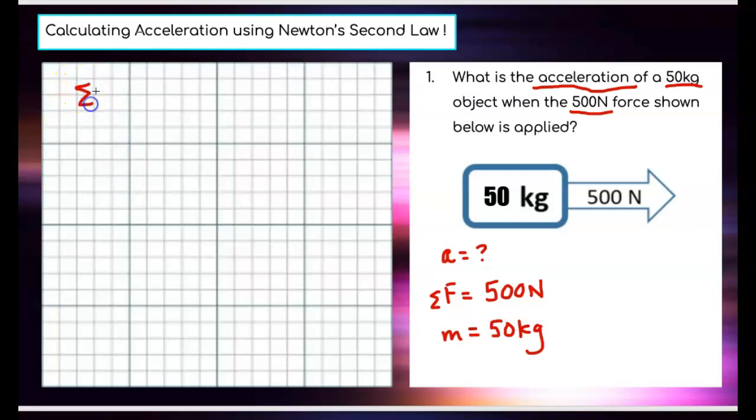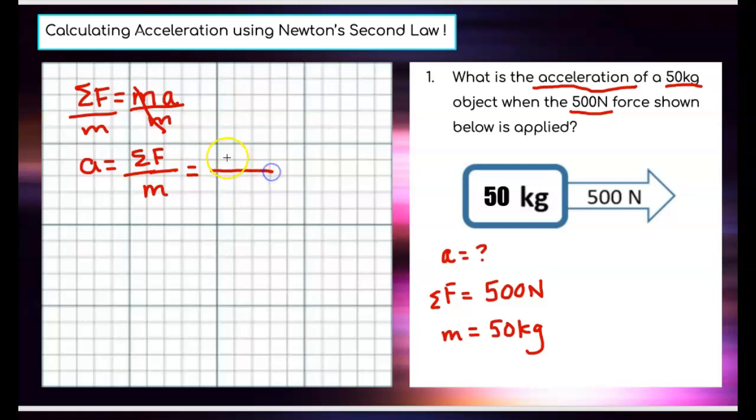So we know that Newton's second law tells us that the sum of the forces is equal to mass times acceleration, F equals ma. We're being asked for acceleration, so I will need to isolate acceleration in this equation. In order to do that, all I need to do is divide by m. That will cancel out, and I'll be left with a is equal to the sum of the forces over the mass. Now we're ready to simply plug in and solve.